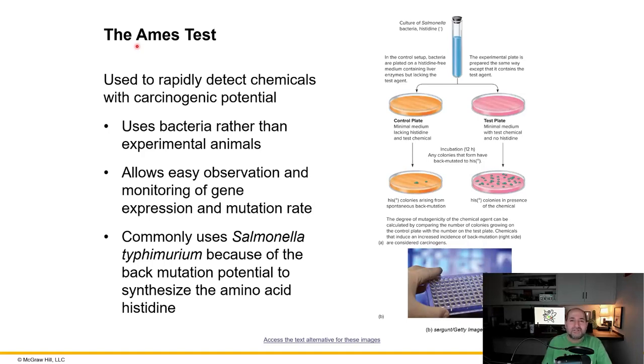So now let's talk about how microorganisms might be used to determine whether a chemical is a carcinogen or not, or whether it's a mutagen or not. The Ames test is a great microbiology laboratory test that you can use to determine whether a chemical is carcinogenic. And it works based off of this principle of spontaneous mutations versus induced mutations. And this is the way the assay works.